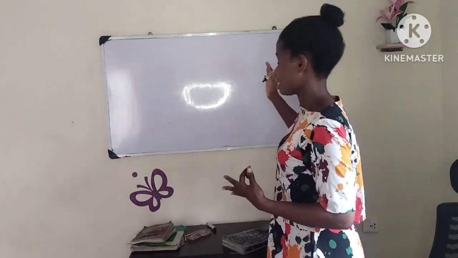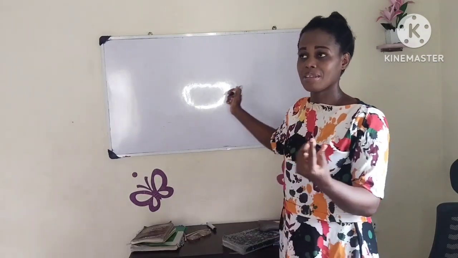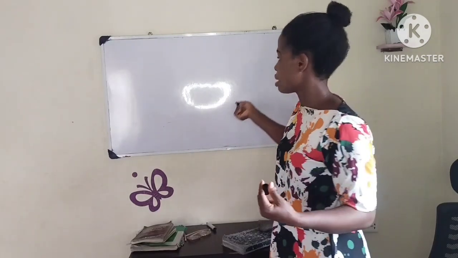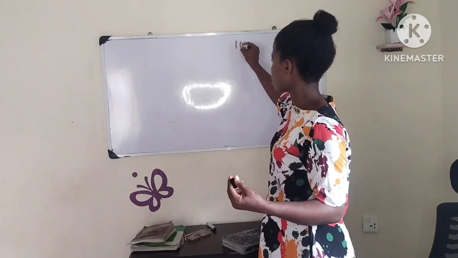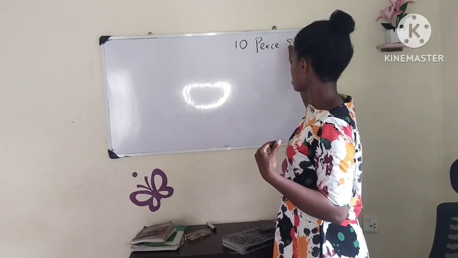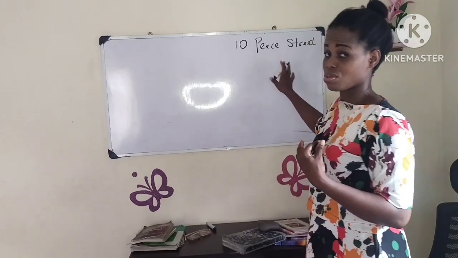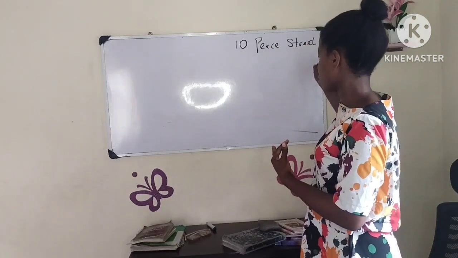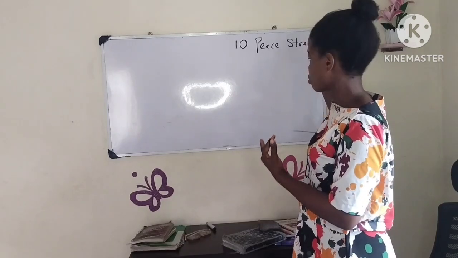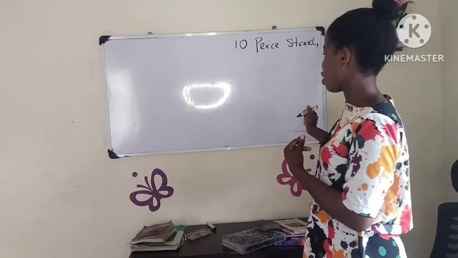So the writer's address, like I said, has to be at the top right hand corner of the margin. Let's say, for example, my street name is 10 Peace Street. 10 Peace Street. And make sure you mark it off with a comma.